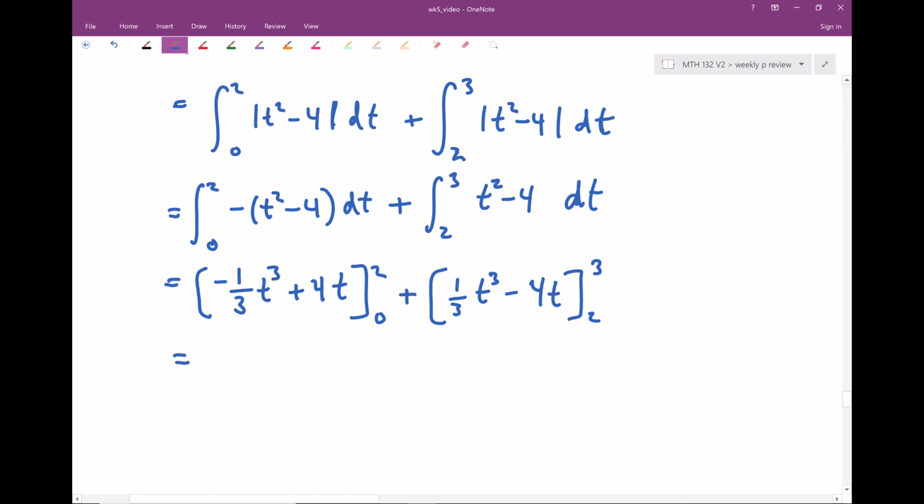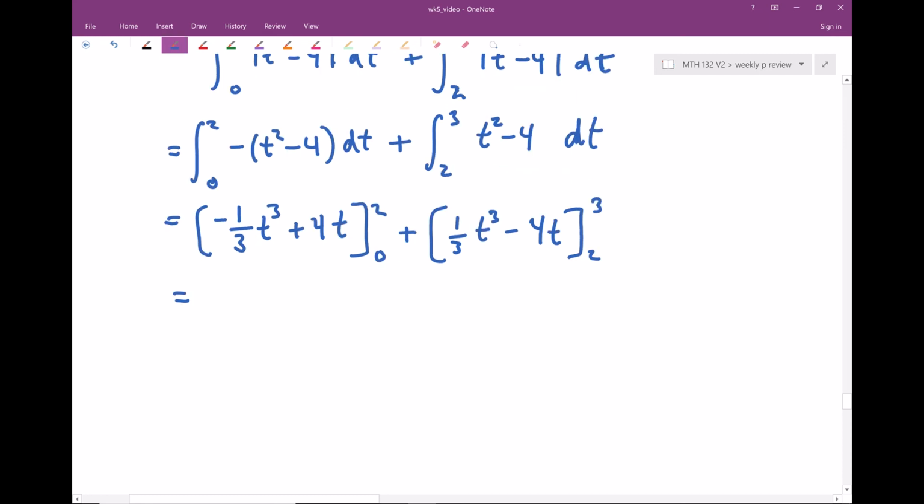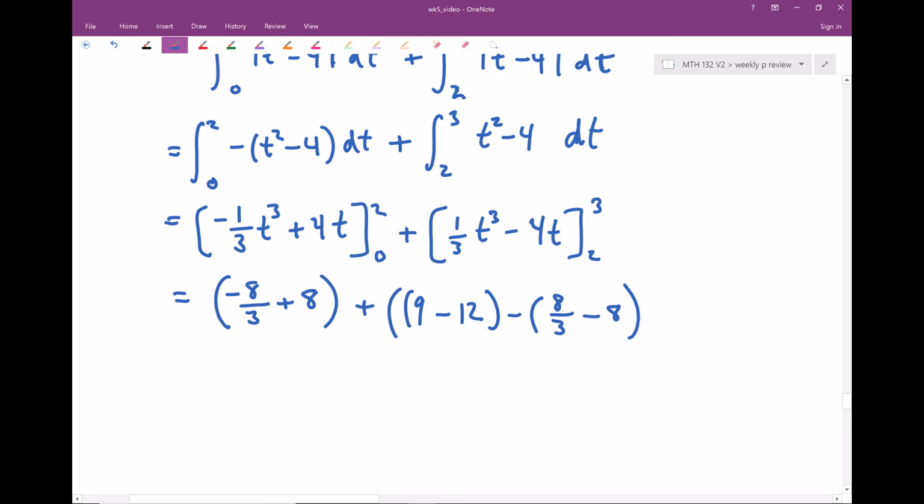Let's go ahead and plug these things in. In our first one, if you plug in 0, you get out 0. So this is going to be negative 8/3 plus 8. Here, if I plugged in 3, 3 cubed over 3 is 27 divided by 3, that's going to be 9, minus 12. So that's if I plugged in 3. Now subtract away when I plug in 2. When I plug in 2, I'm going to have 8/3 minus 8.